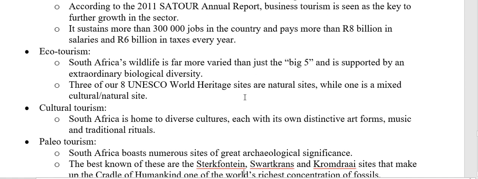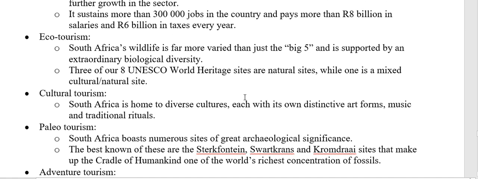Okay, then ecotourism, I just mentioned there. That's South Africa's wildlife. Yes, we have the big five. A lot of people come to see the big five, but that is supported by a biological diversity. We don't have just the big five. There's lots and lots of big animals, lots of bugs, lots of insects, lots of flowers, and other natural things that people come here to see.